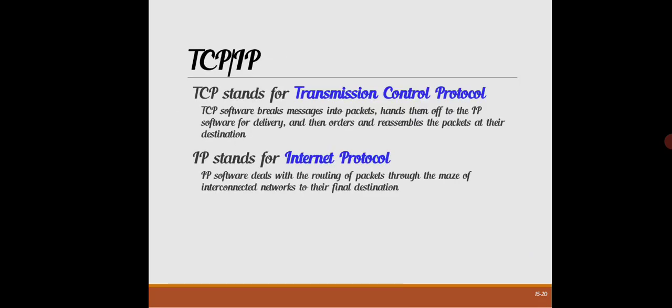TCP/IP. TCP stands for Transmission Control Protocol. IP stands for Internet Protocol. TCP software breaks a message into packets, hands them off to the IP software for delivery, and then orders and reassembles the packets at their destination. IP software deals with the routing of packets through the maze of interconnected networks to their final destination.